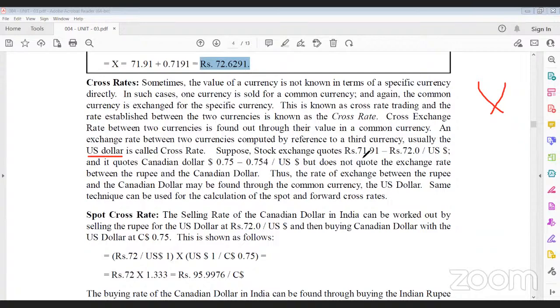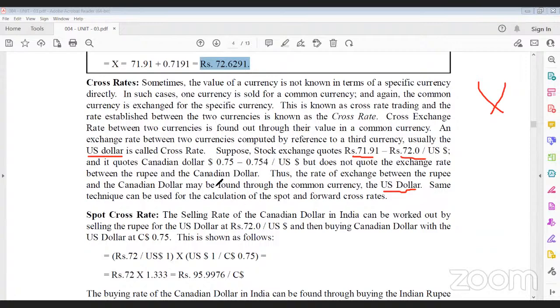Suppose the stock exchange quotes rupees 71.91, rupees 72 per US dollar, and it quotes the Canadian dollar as this, but does not quote the exchange rate between the rupee and the Canadian dollar. We do not know the exchange rate here. Now, what do we do? We have to adopt the cross rates. That means we resort to a third currency, which is the US dollar.